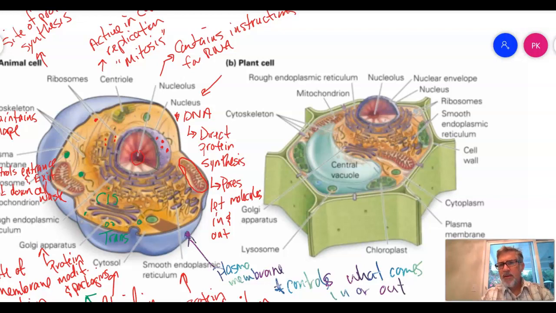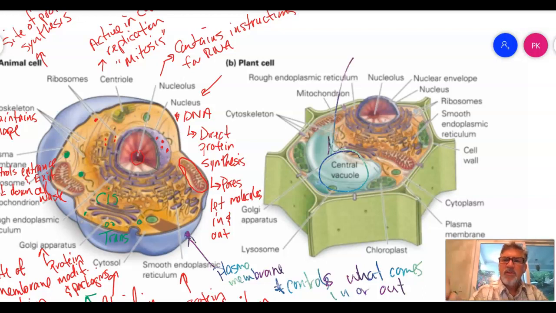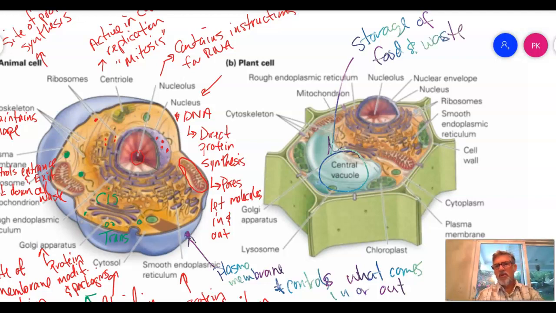Okay, so the plant cell is pretty similar. It has almost all the similar stuff, except for it has a couple different things. So you look at this thing right here. So this is storage. So that's the central vacuole, where it stores food and waste. Different organisms can have what they call a contractile vacuole. It gets bigger and smaller.